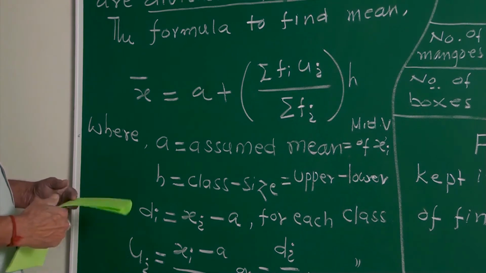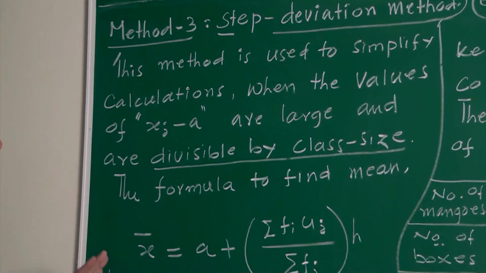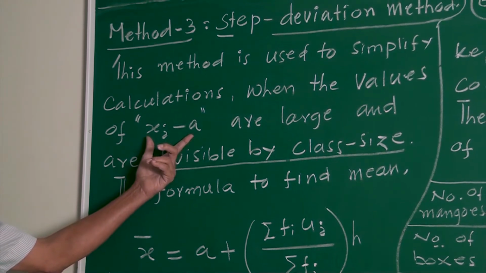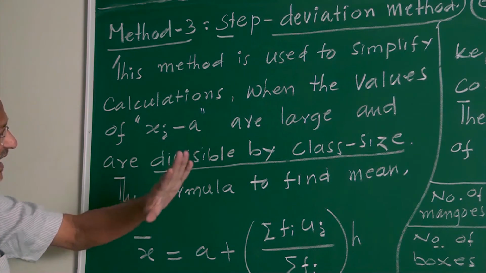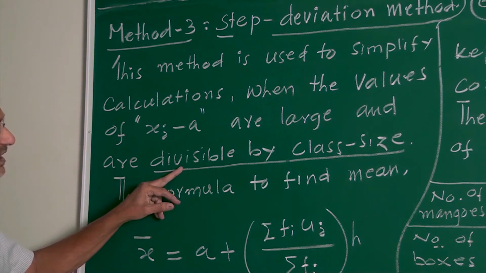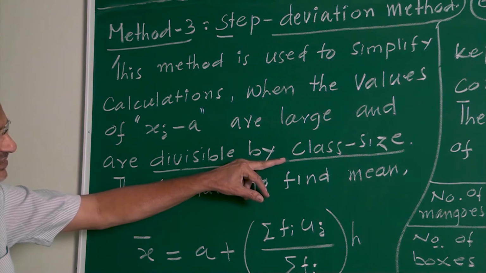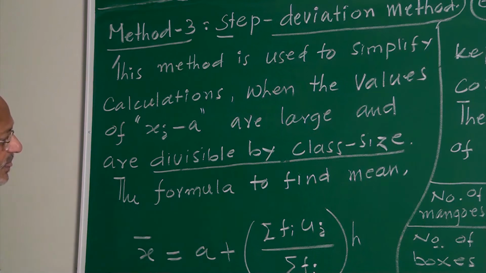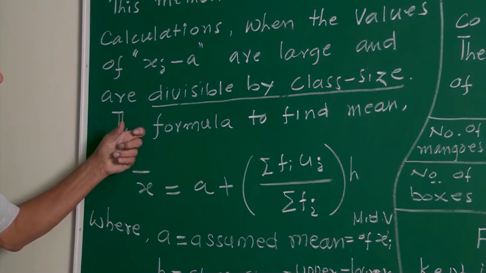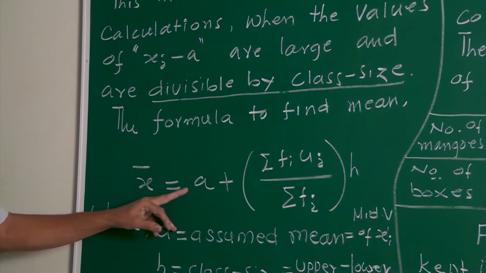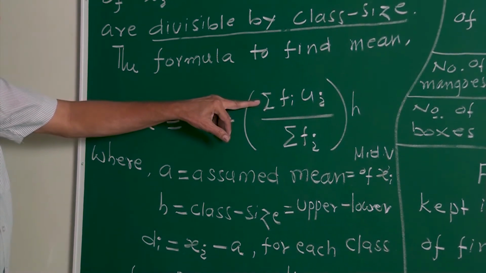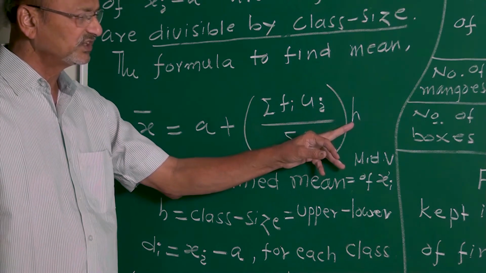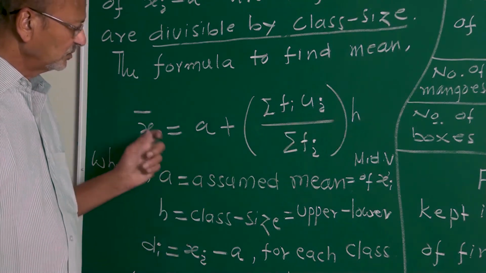My friends, I will explain once again. In this case, very important is that xi minus a, which is di, the values are large and those values must be divisible by class size, which is upper minus lower, denoted by h. Then to find x bar, use this formula: x bar equals a plus sigma fi ui upon sigma fi. This division you must multiply with h, that is class size, to find x bar.